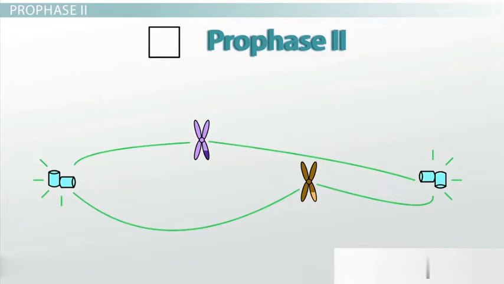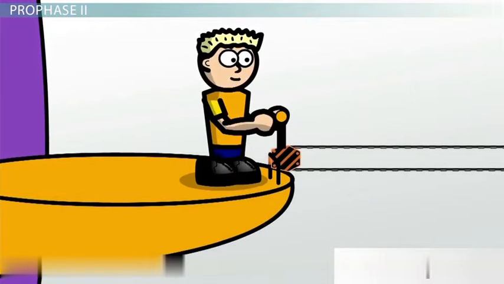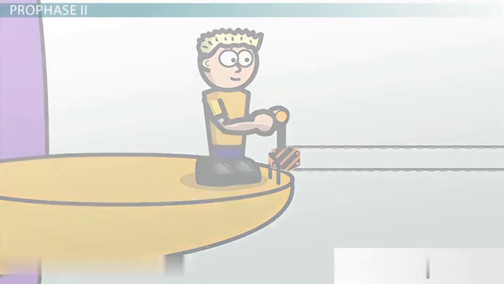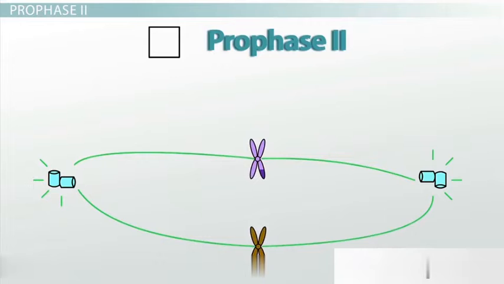And as in mitosis, our little kinetochore friend is busy working on those winches on either side of the chromosome. By adjusting the length of the microtubules on each side, the kinetochore positions each chromosome in the middle of the cell. And by the end of prophase 2, the nuclear membrane has broken down and the meiotic spindle apparatus has assembled.